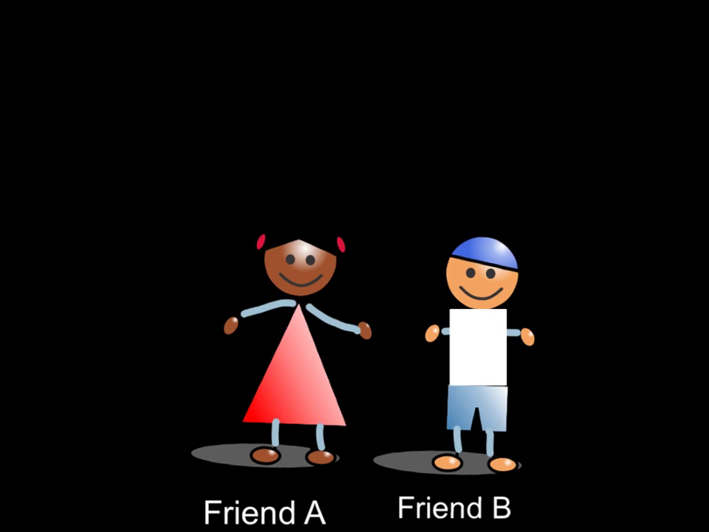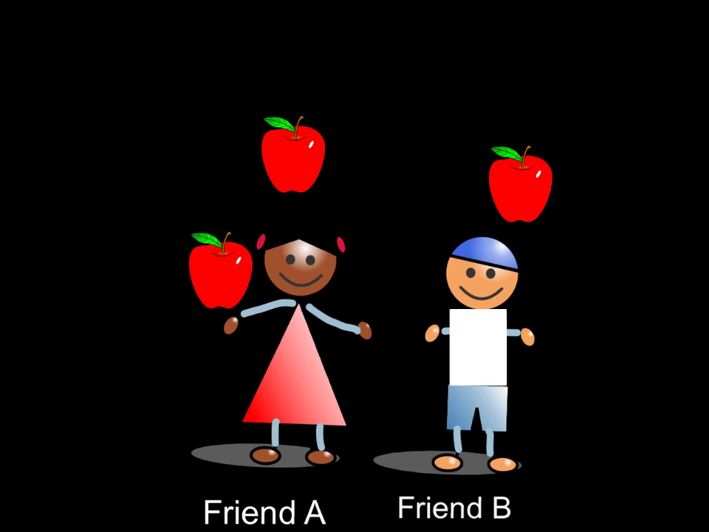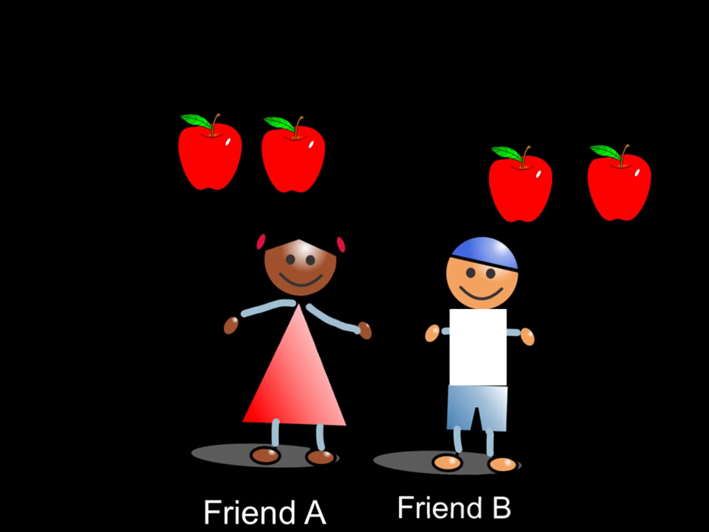For example, I have 5 apples and I want to share them among 2 friends. I give friend A an apple. I give friend B an apple. Friend A another apple. Friend B another apple. Each friend has 2 apples. How many apples are left? 1 apple is the remainder.